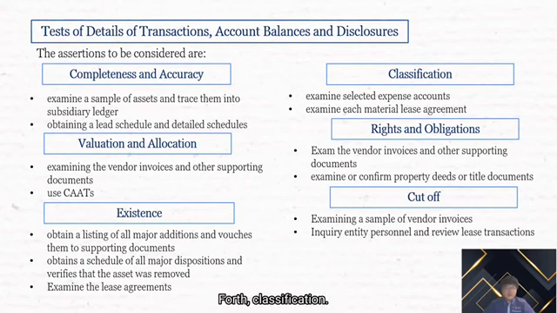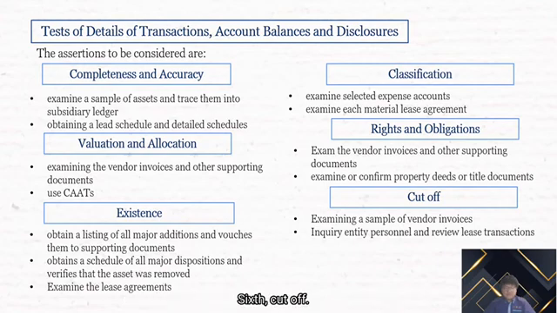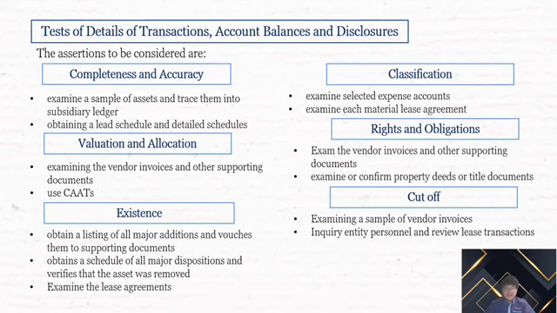Fourth, classification. Examine selected expense accounts or examine each material lease agreement. Fifth, rights and obligations. Examine the vendor invoices and other supporting documents. Examine or confirm property deeds or title documents. Sixth, cutoff. Examine a sample of vendor invoices or inquire of entity personnel and review the last transactions.